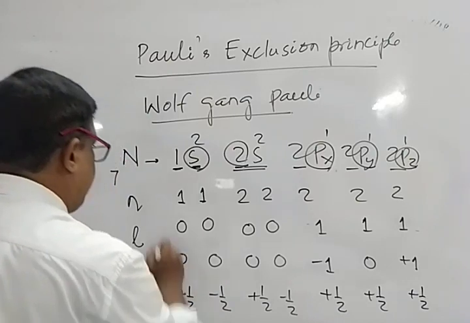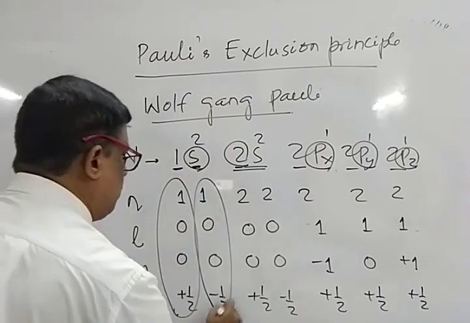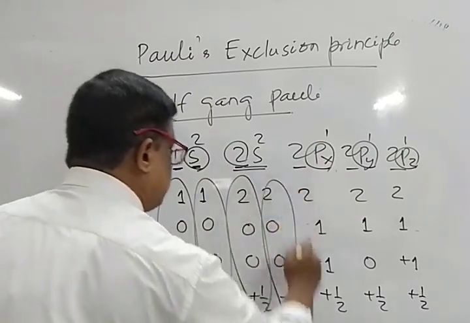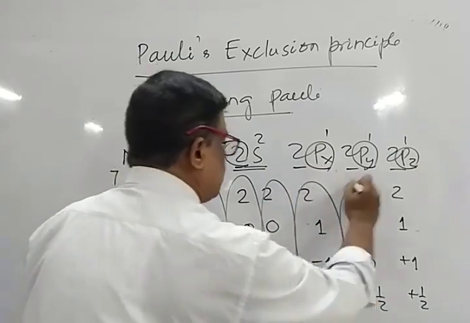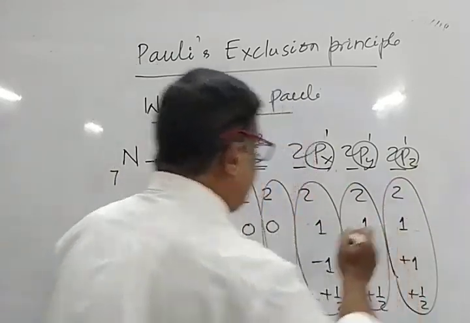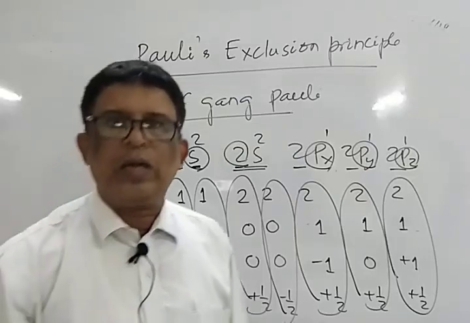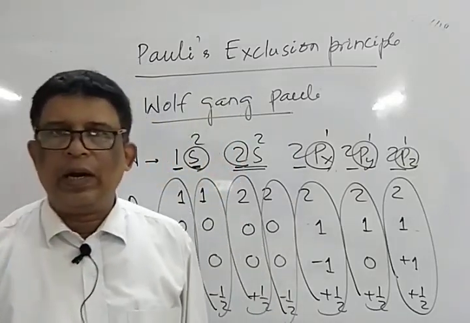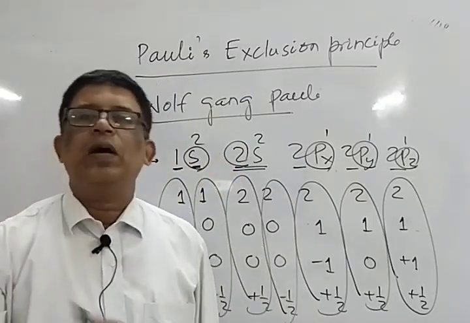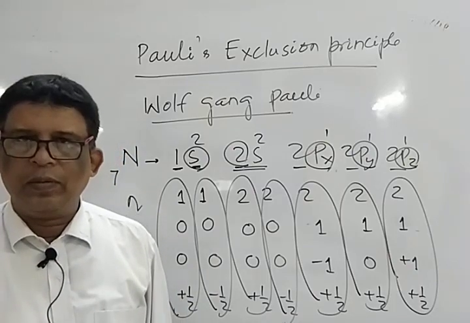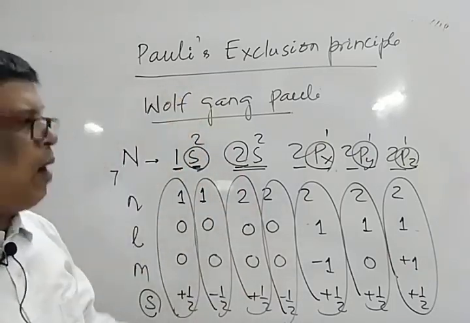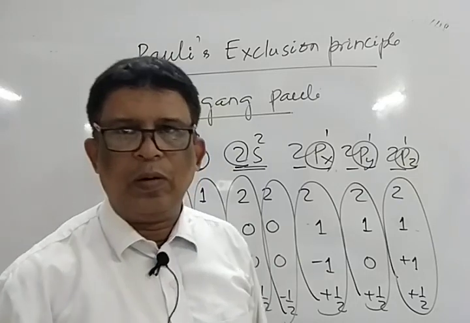Mark that, 7 sets of quantum numbers. At best, mark that, in each case 3 quantum numbers remain the same, maybe, but the fourth one is different. For one it is plus half, for the second it is minus half. It is all about Pauli's exclusion principle.